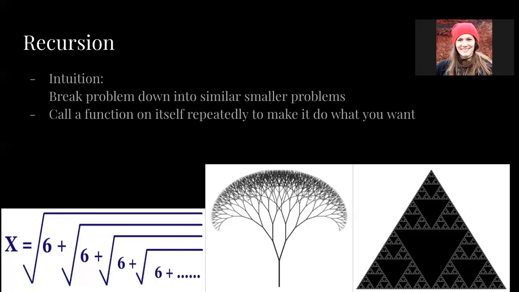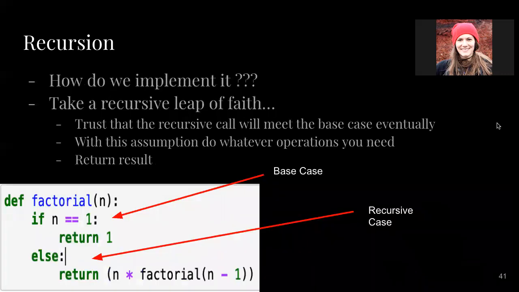So yeah, you might be wondering, okay, how do we implement something like this in code? The biggest thing here that might be a little bit of a jump, it might be pretty new, is something called the recursive leap of faith. What this idea basically means is that when you're trying to solve a problem with recursion, when you're breaking a problem down into smaller problems, assume that when you call the function recursively like this, when you call the factorial function within factorial, trust that whatever this sub call does is going to eventually meet the base case.